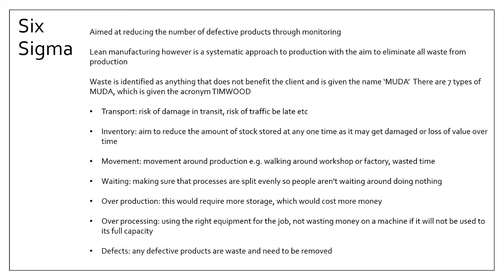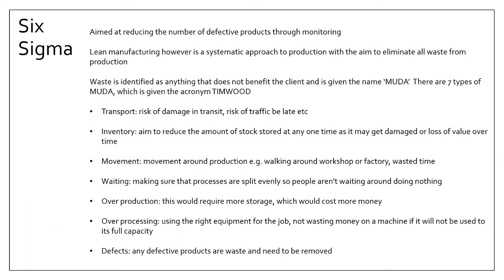Okay, so you've got transport, so that means there is a risk in transport of something getting damaged, the risk of traffic, so if you're waiting for materials to be delivered and it's getting shipped abroad, you might have the risk of delays, so that has a knock-on effect on making production, which has a knock-on effect on your client being able to receive their product. So there's the risks you've got there.